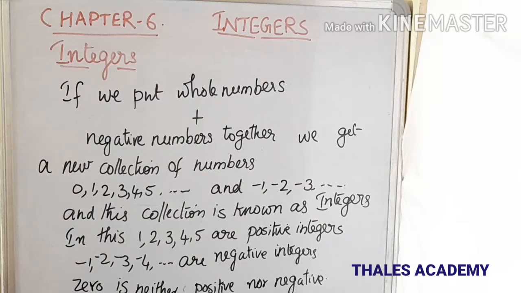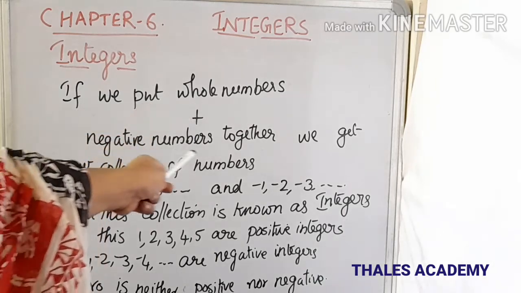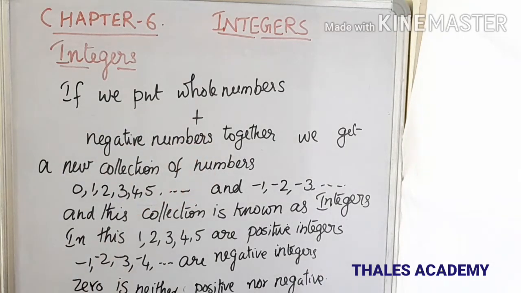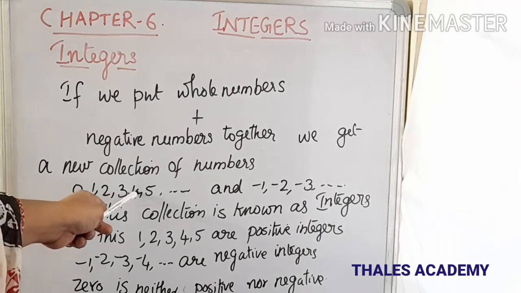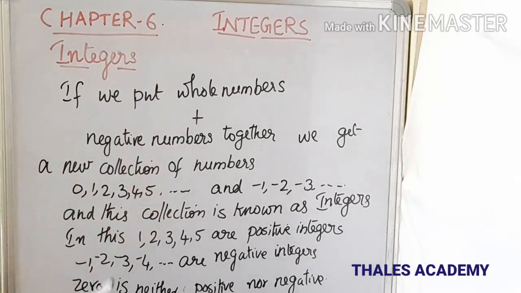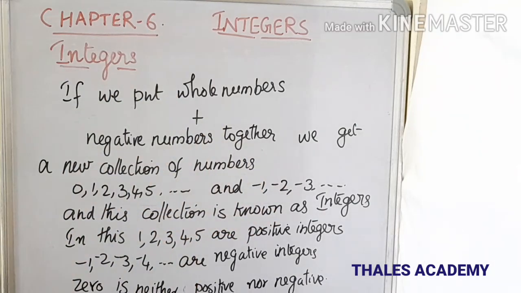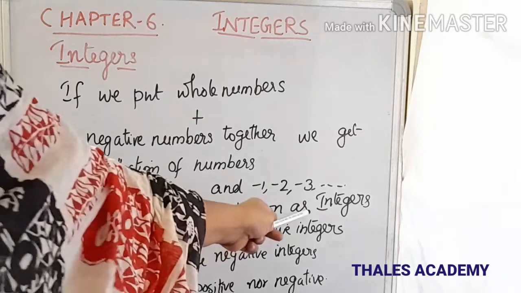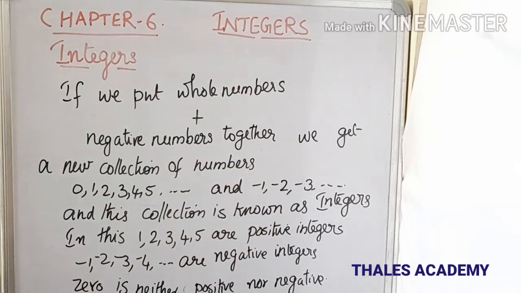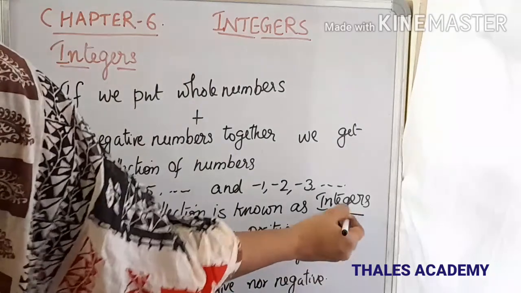If we put the whole numbers and negative numbers together, we get a new collection of numbers, that is 0, 1, 2, 3, 4, 5, etc. up to infinity, and minus 1, minus 2, minus 3 up to infinity. And this new collection of numbers is known as integers.